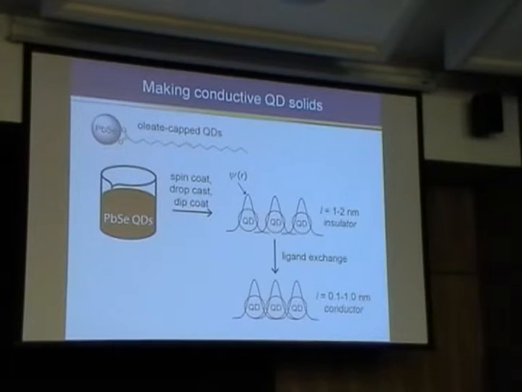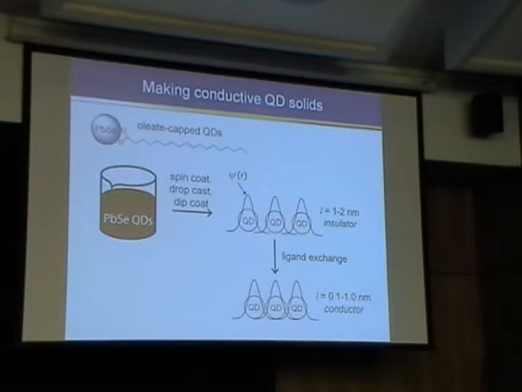To get away from the ligand problem, or to work around it, we have to find ways to get rid of that original native ligand and replace it with something that's much shorter or more conductive so that we can make conductive films. So typically we have oleate capped lead selenide. The way that we actually make films is by one of three main approaches. We take a solution of quantum dots, we do spin coating or drop casting or dip coating. And what we get originally is a film, maybe hundreds of nanometers thick.